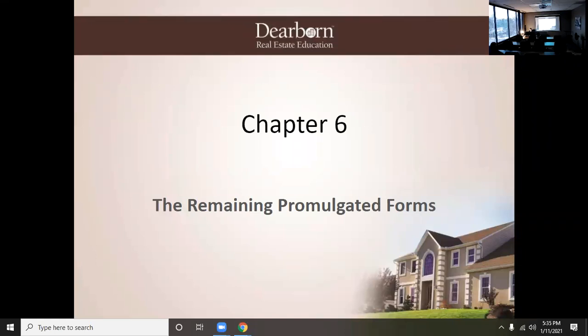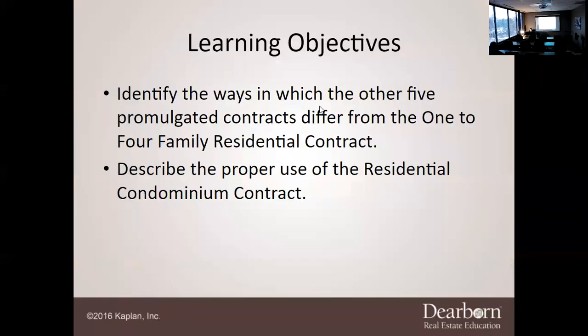So again, even though it's only like 10 slides, we're going to cover probably a ton of different contracts that have a lot of different things. So with that being said, let's go ahead and jump on over to the slide. Again, like I said, this is the remaining promulgated forms.